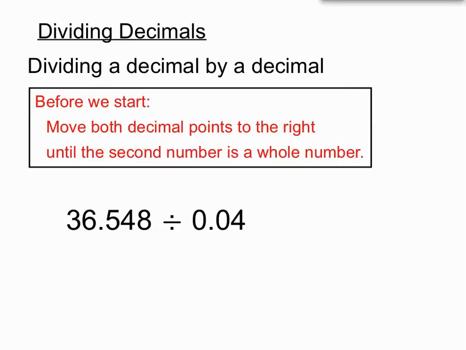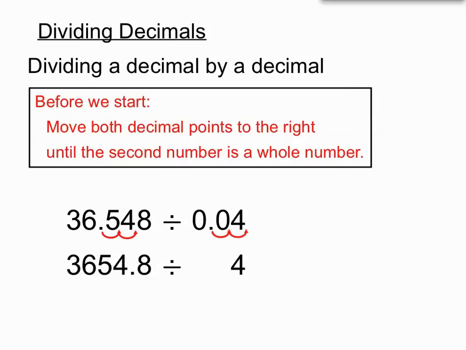We've got 36.548, that's one decimal, being divided by 0.04, another decimal. We can't just straight out start dividing there. What we need to do is move both decimal points one spot to the right and then another spot until that second number there becomes a whole number.